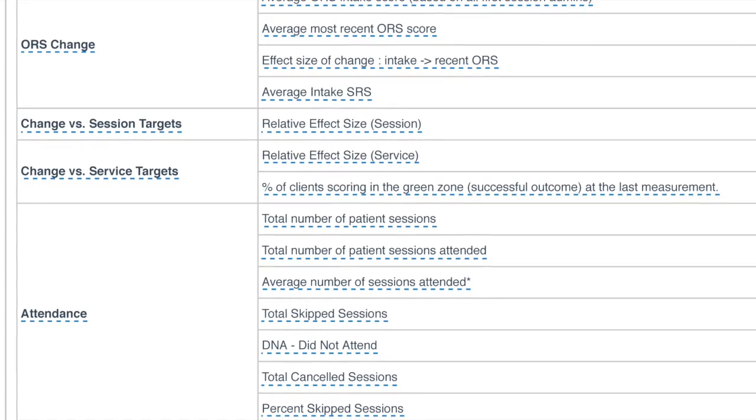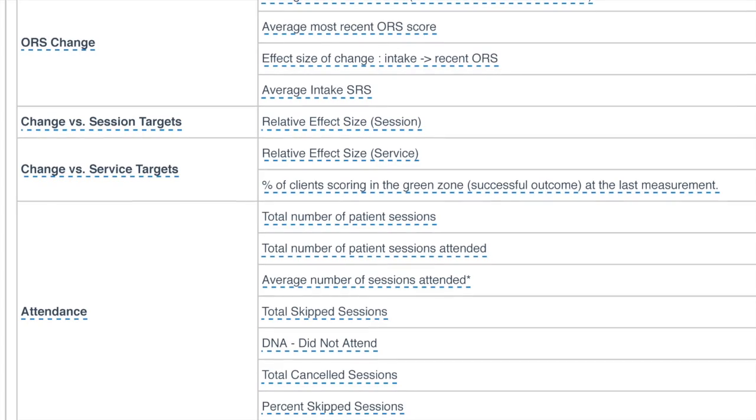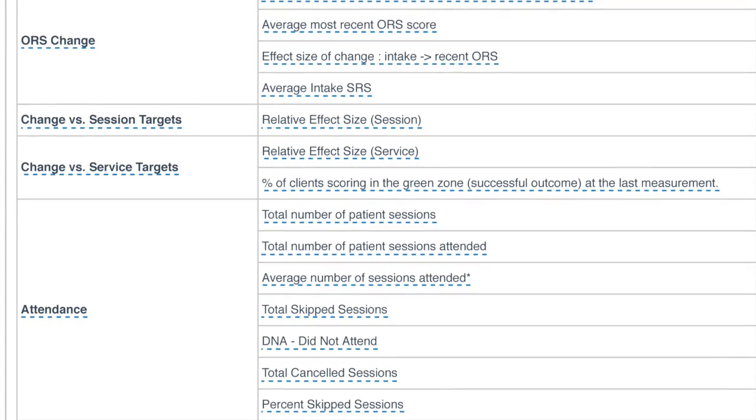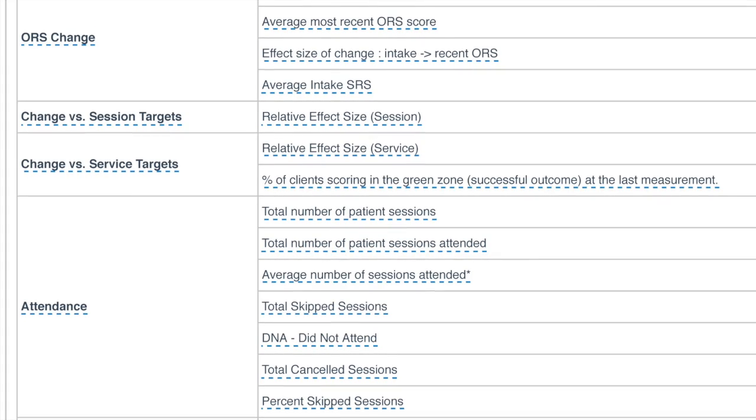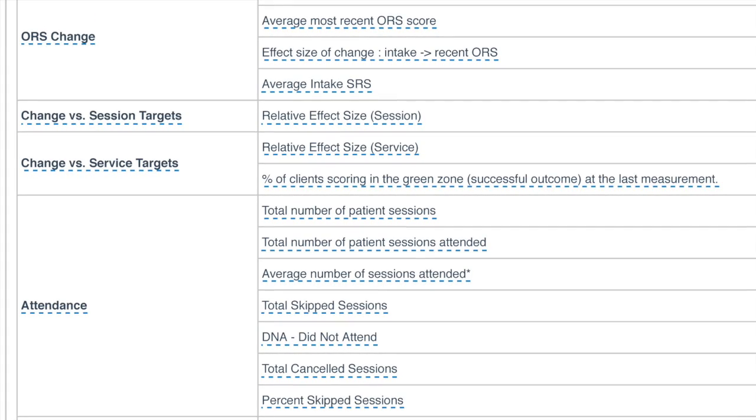Percent of clients reaching service target. You're also going to see that definition has changed to the percentage of clients scoring in the green zone, which represent the successful outcomes.